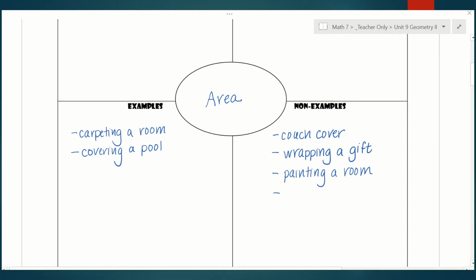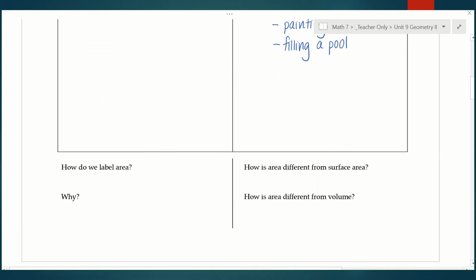And the last thing I was thinking of is going back to the pool example. So we said a pool cover is area, but filling a pool, that's not area. That's actually volume, which again we'll do later in the unit. Okay. All right, so down here I wrote, how do we label area?